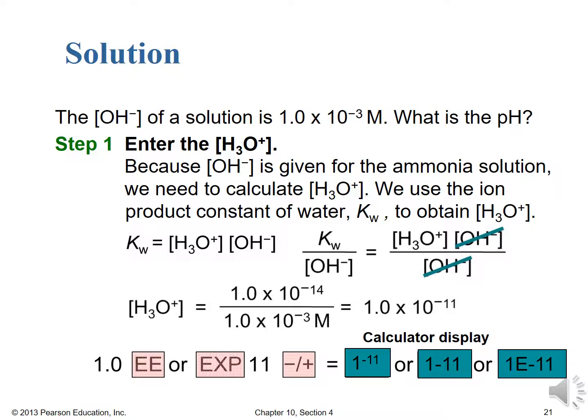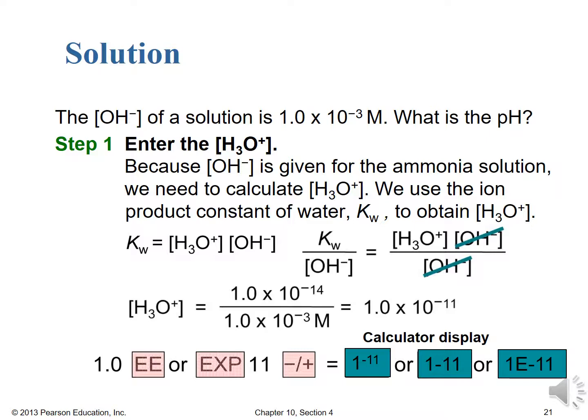So we know the value of the Kw is 1.0 times 10 to the minus 14. We know the value of the OH minus is 1.0 times 10 to the minus 3. If we look at that relationship, Kw equals H3O plus concentration times OH minus concentration. To find H3O plus concentration, we divide Kw by OH minus. In this case, if we do that correctly, you should end up with a value of 1.0 times 10 to the minus 11 for your H3O plus concentration.